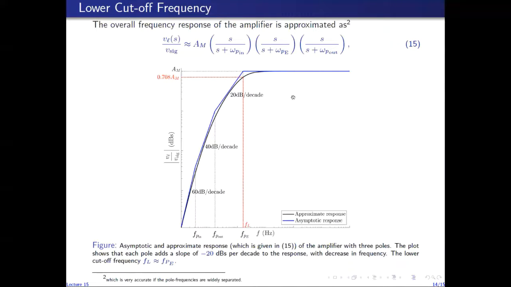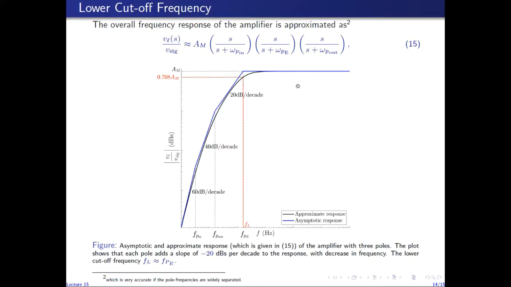So now the overall frequency response of the amplifier is approximated by the product of the three high pass filter responses due to the coupling and bypass capacitors and the mid-band gain AN. So this approximate response is shown in this diagram here by the black curve. This black curve is actually the plot of this expression here. Also shown is the asymptotic response in the blue curve. The asymptotic response is obtained by introducing a slope of 20 dB per decade whenever we encounter a pole.